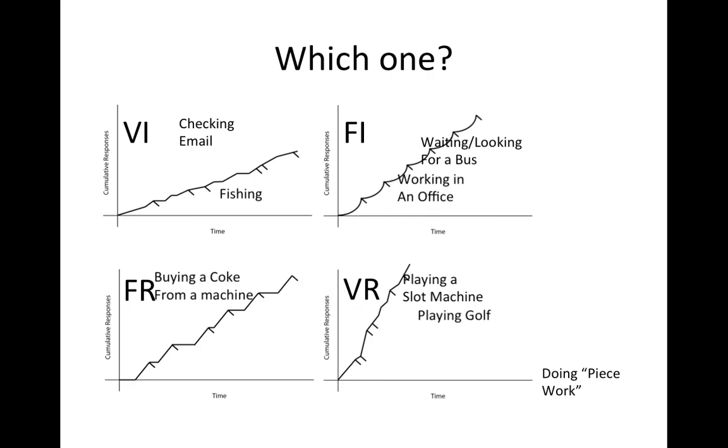And doing piecework is, if you're in a factory and you get paid for doing 10 pieces, you create 10 widgets, you do 10 packages, you get $1 or whatever that is. That's a fixed ratio schedule. And that's typically what happens, is that we do a lot of work really quickly and then we get our pay and then we take a break for a while.